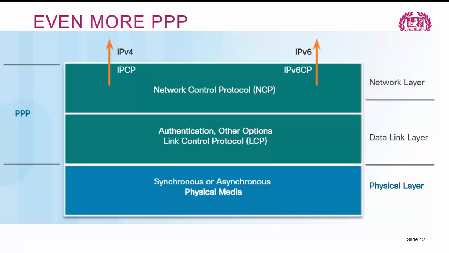So on layer 2, on the data link layer, we have the authentication and the other options that are handled by the LCPs. And going up to the network layer, we have those network control protocols.